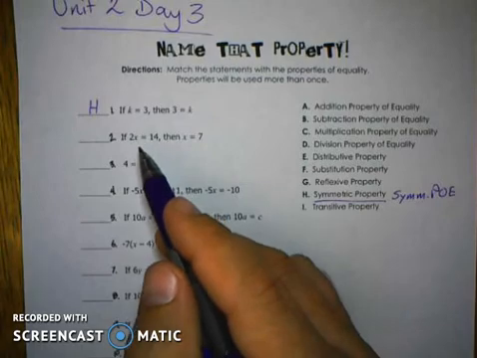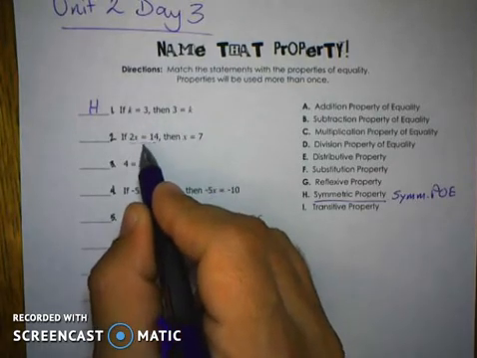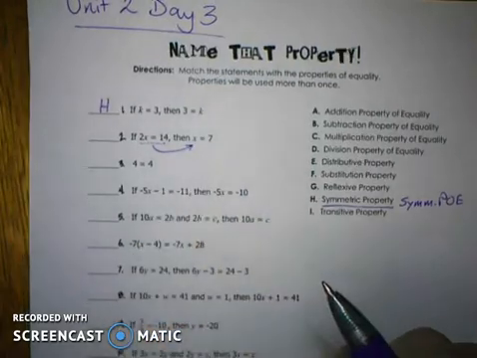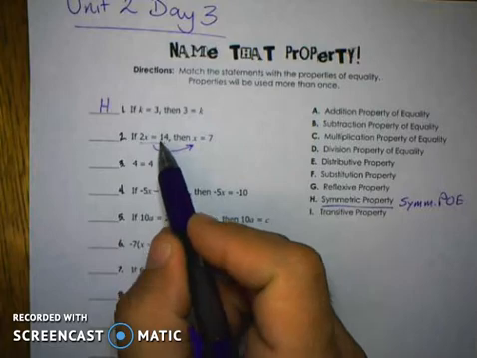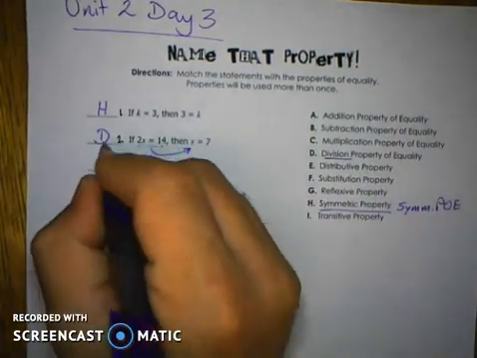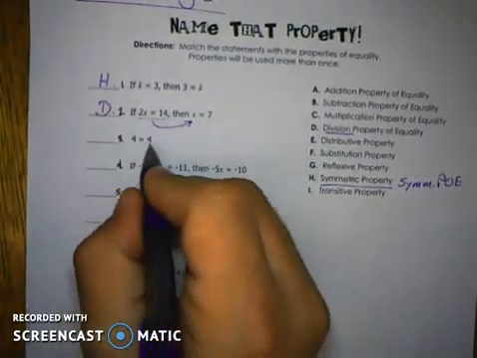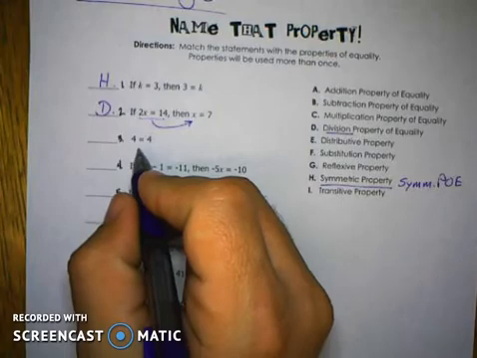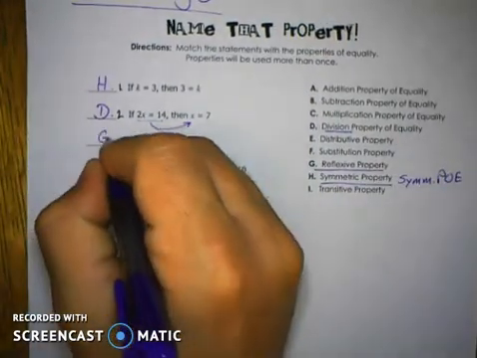And then the next one, if 2x equals 14, so we treat this as our given statement, what do we do to get to this equation, x equals 7? You would take this equation and divide by 2 on both sides. So that's the division POE, D. And anytime we have something equals itself, a value equal to itself, that's the reflexive property of equality, G.